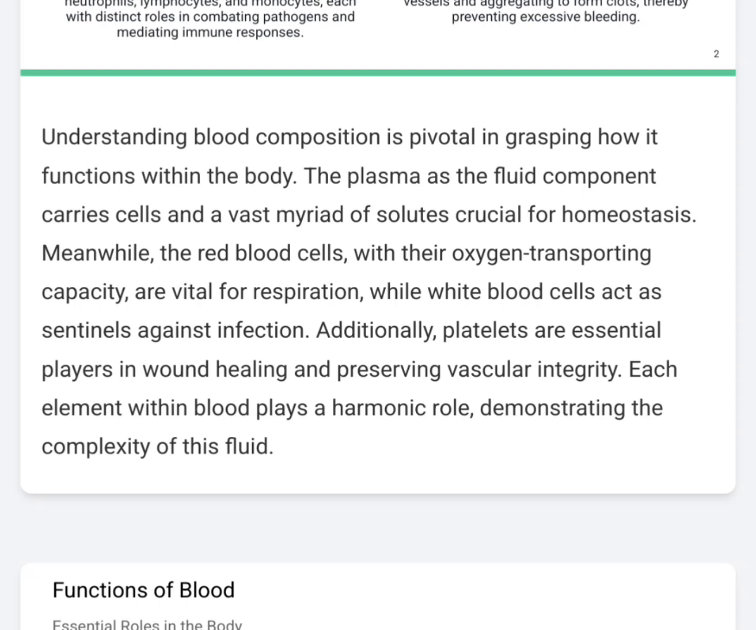Now, understanding the blood composition is pivotal in grasping how it functions within the body. Plasma, as the fluid component, carries cells and a vast myriad of solutes, crucial for homeostasis. Meanwhile, the red blood cells, with their oxygen transporting capacity, are vital for respiration, while white blood cells act as sentinels against infection. Additionally, platelets are essential players in wound healing and preserving vascular integrity. Each element within the blood plays a harmonic role, demonstrating the complexity of this fluid.